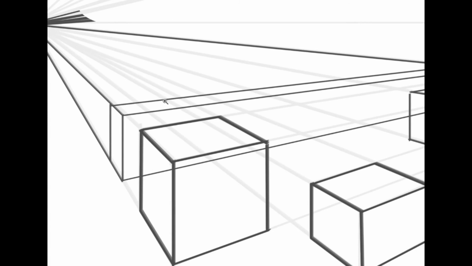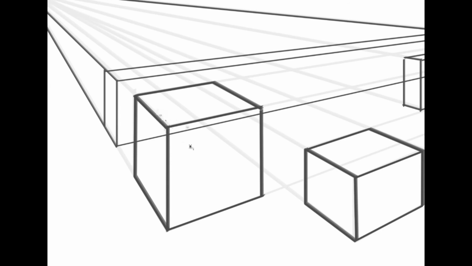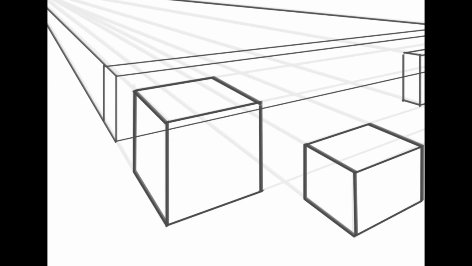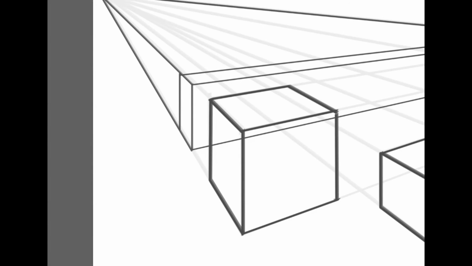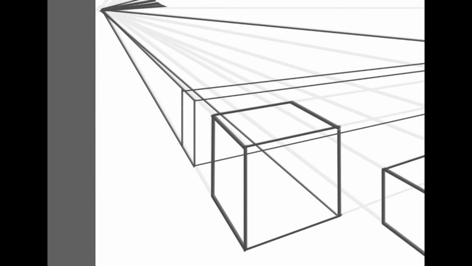And so how do we know where to close this off? Well, let's look at the cube that's in front of it. Here's the bottom of it. So let's connect this bottom and connect it to the VP. And you see this little intersection right here? That is the hidden edge on where that cube would be. A lot of perspective is trying to find hidden edges and hidden intersections. Let's clean this up a little bit.